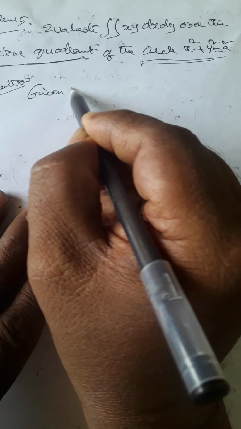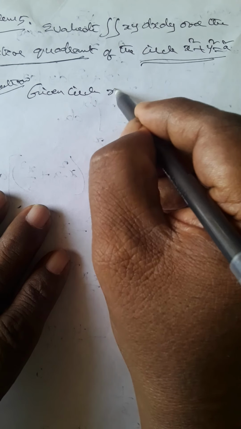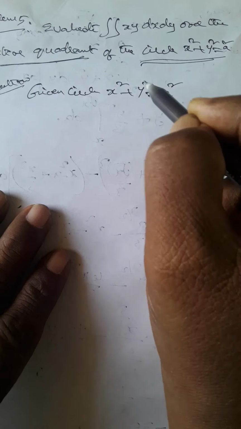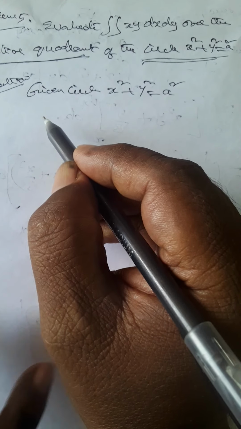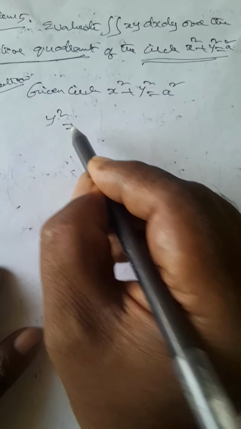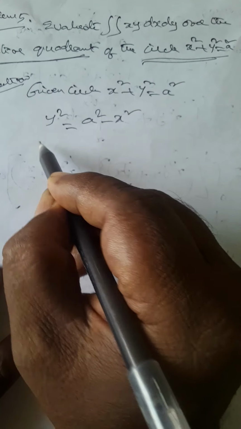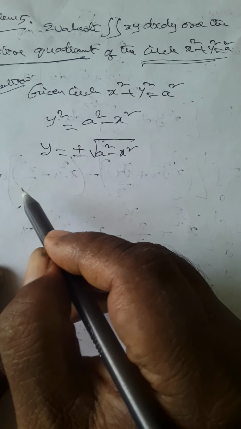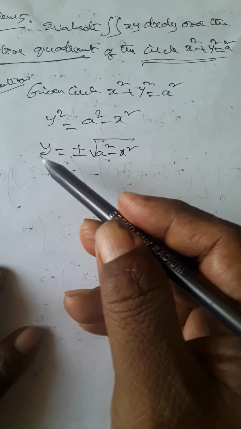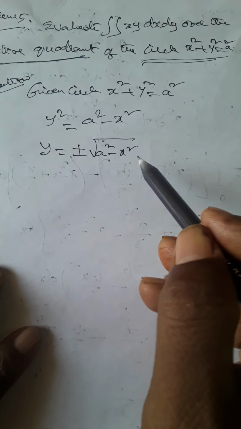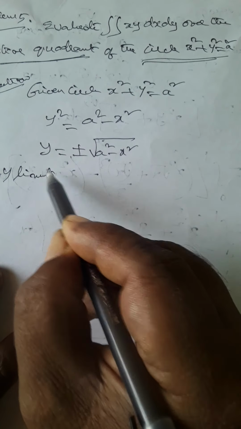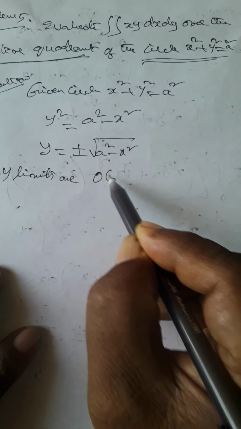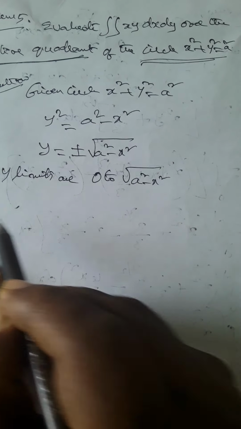Your solution is: given circle x square plus y square is equal to a square. From this, y square is equal to a square minus x square. Y is plus or minus root of a square minus x square. So positive quadrant means y limits from 0 to root of a square minus x square.